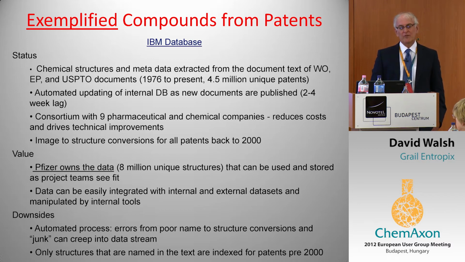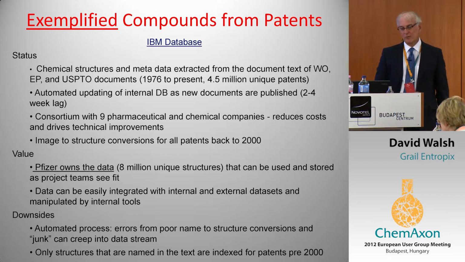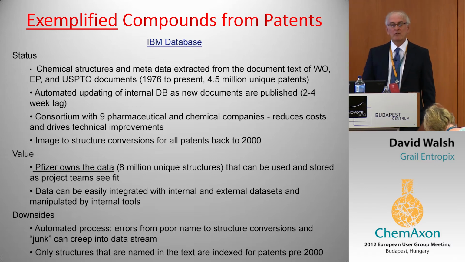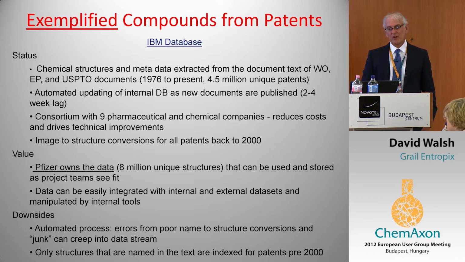The downsides of these automated processes was that generation of large numbers of molecules created the possibility of junk creeping into the data stream. A large number of molecules could not be processed, but it was difficult to work out the yields of the molecules and associate those with particular patents.